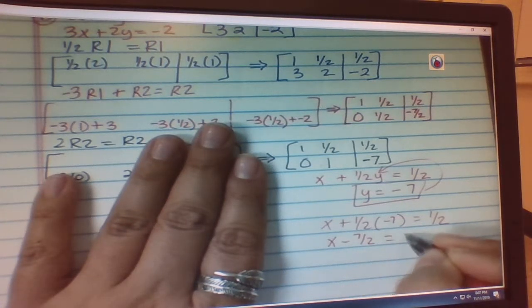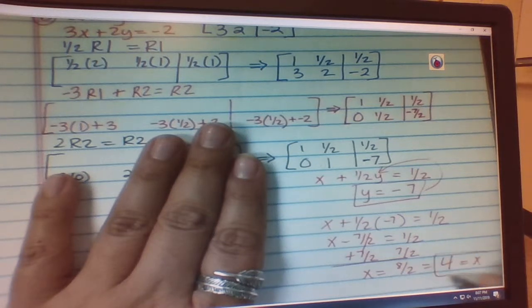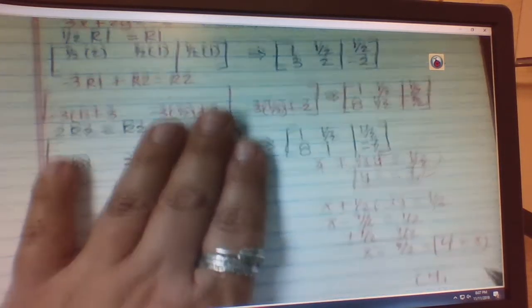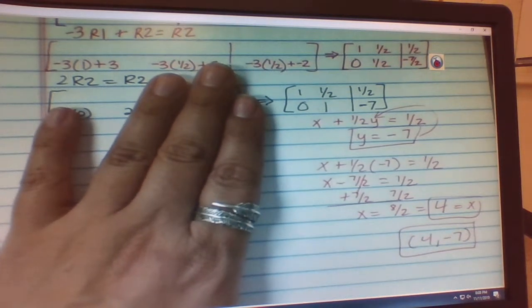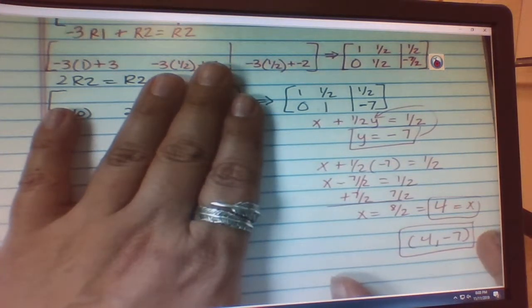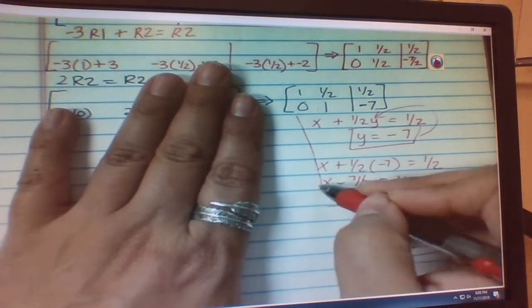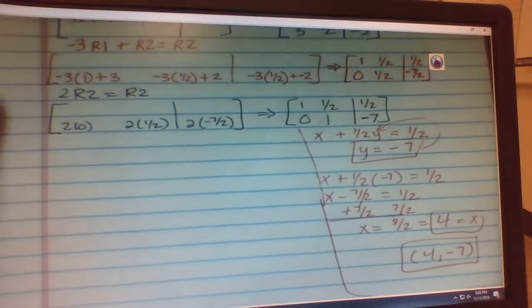And then what do you do with that -7/2? You add it to the other side, and when you add 7/2 plus 1/2, you get 8/2, which is 4. So this is your x. So my answer is 4, -7. So remember, when you just stop at Gaussian elimination, you still have to do this. But if you didn't want to do this, then you continue with what? To finish Gauss-Jordan.